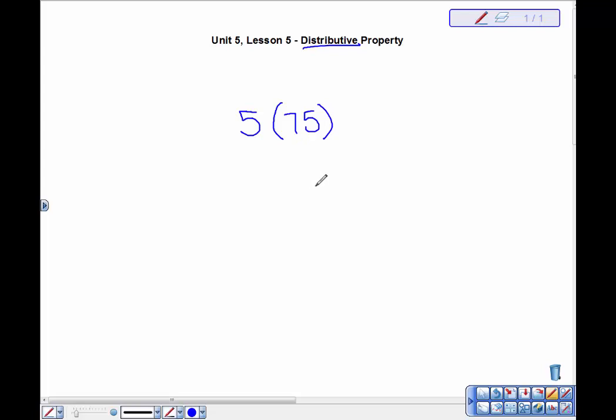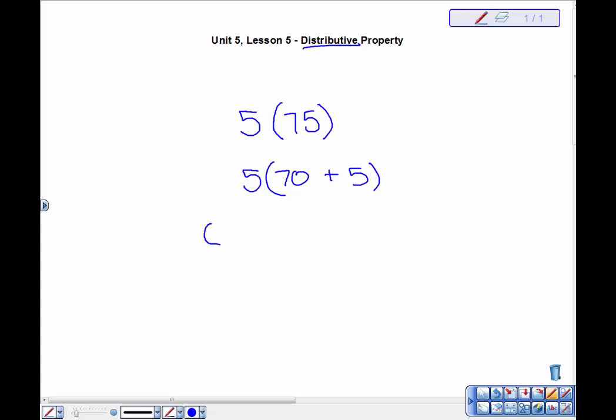Now, we can make this problem easier by breaking 75 into two pieces. I can break it into the tens, which is 7 tens or 70, and 5 ones, which is regular 5. So what I could do for the distributive property is give the 5 to the 70, and then the 5 to the 5, and then add those pieces together to get my final answer. I'll show you what that looks like when I write it out.